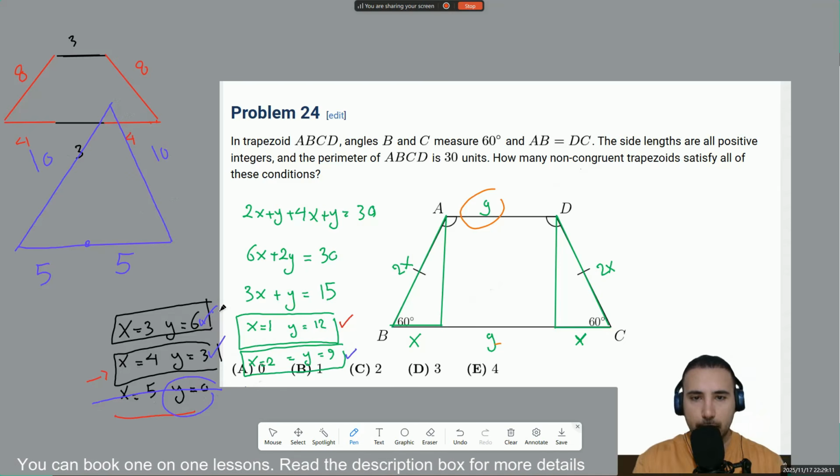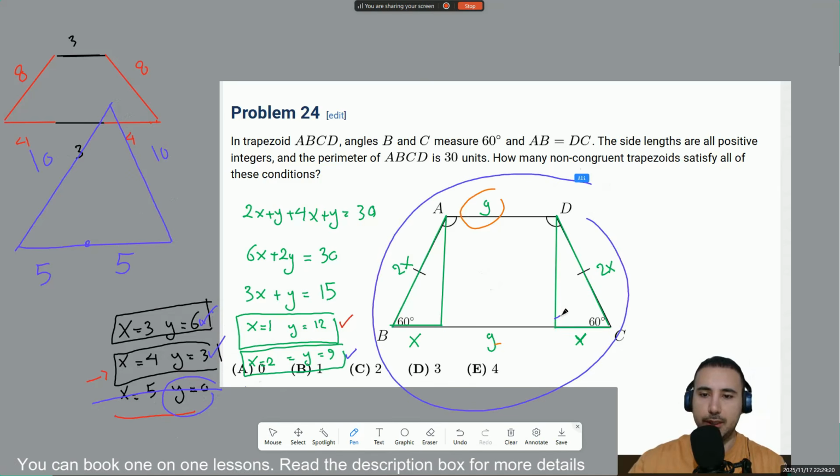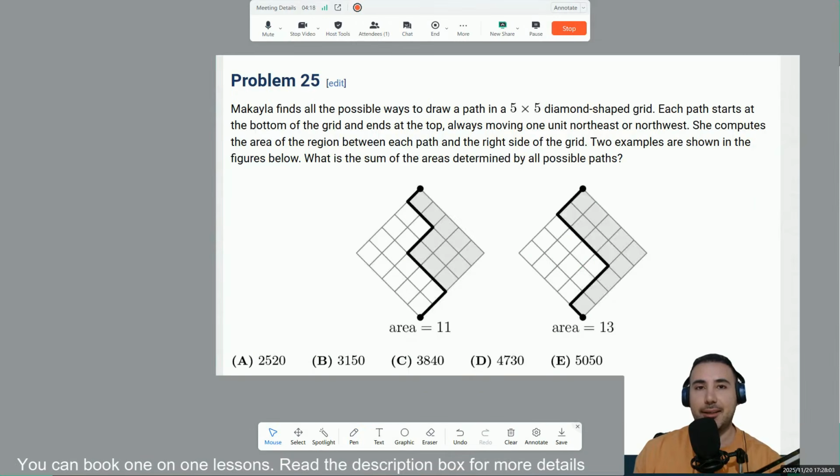So if we are good at special right triangles, and if we know that in isosceles trapezoids we always draw these lines, then I think it was manageable, not that difficult. Okay, let's do problem 25. This problem is not as difficult as you may think. It's actually kind of easy if we do it the right way.